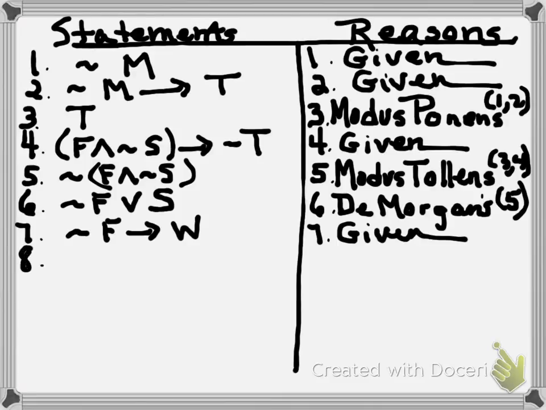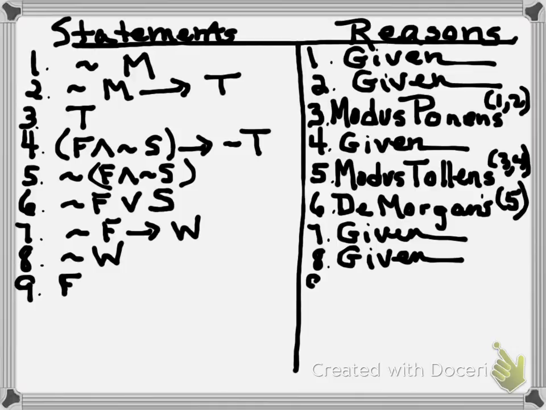Then I'm going to bring in not W. And then I'm going to put those two together and come up with the conclusion F. And what's the reason? I believe it's still modus tollens, yes. It's Latin for method of denying, because it's the contrapositive. And that's on lines 7 and 8.